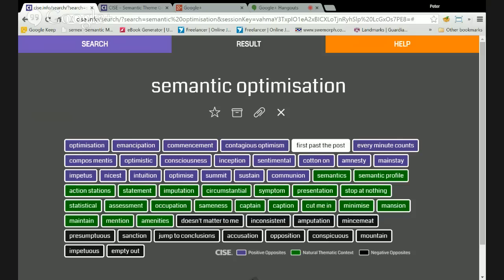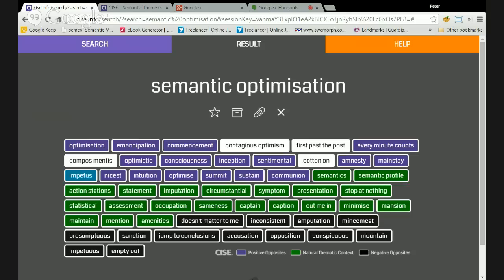I mean, cotton on's another one there, which is an interesting one. Contagious optimism, that's an interesting one. And I quite like the compos mentis one, which is this one here. Oh, that one there, sorry. Compos mentis, which is non-compos mentis, which is don't understand. Compos mentis is do understand, so that's a nice one.